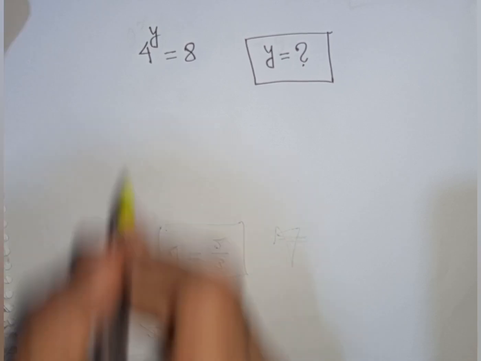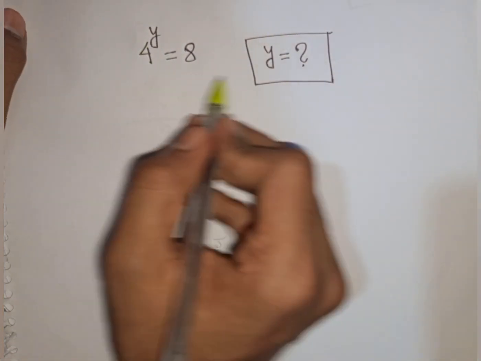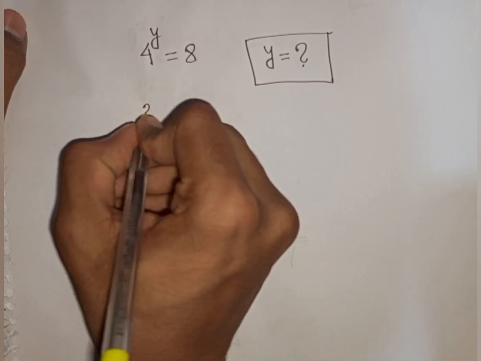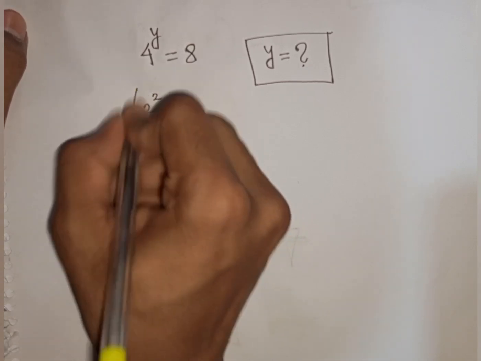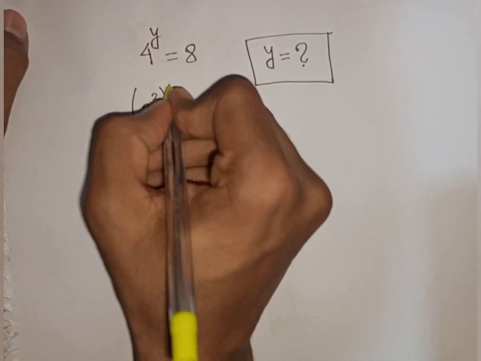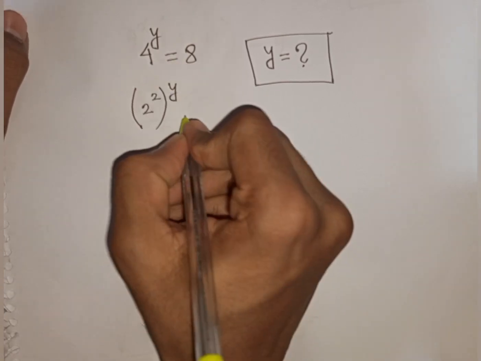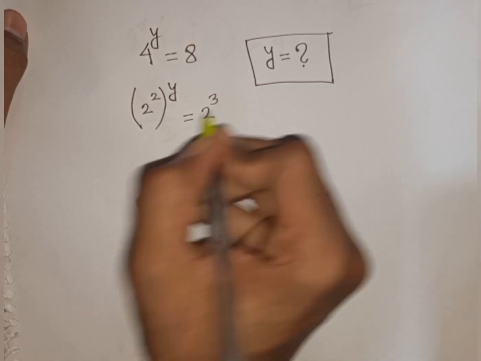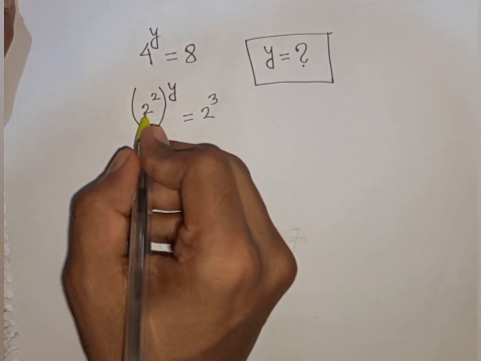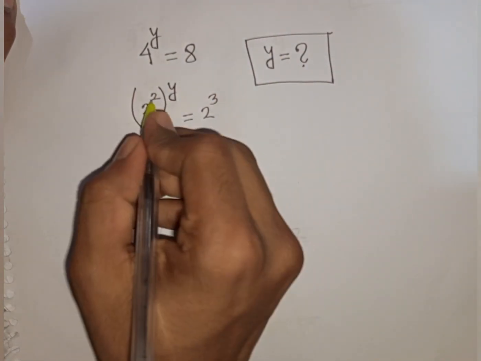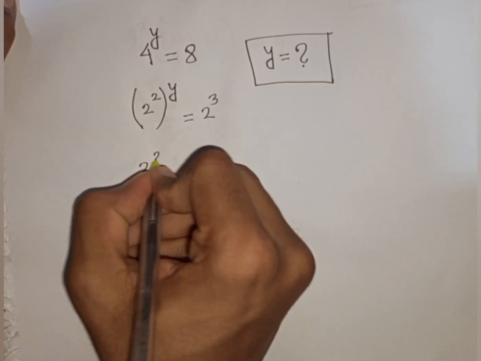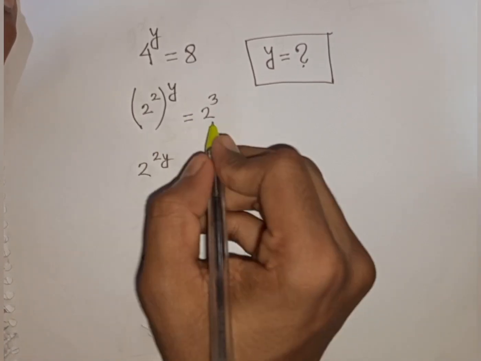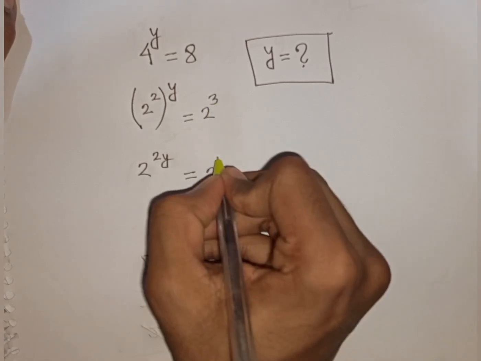How to solve 4 power y is equal to 8. Find the value of y. So 4 power y is the same as 2 power 2, then bracket power of y, is equal to 8, which is the same as 2 power 3. Now you can write here 2 power of 2 times y, that means it will be 2y, is equal to 2 power of 3.